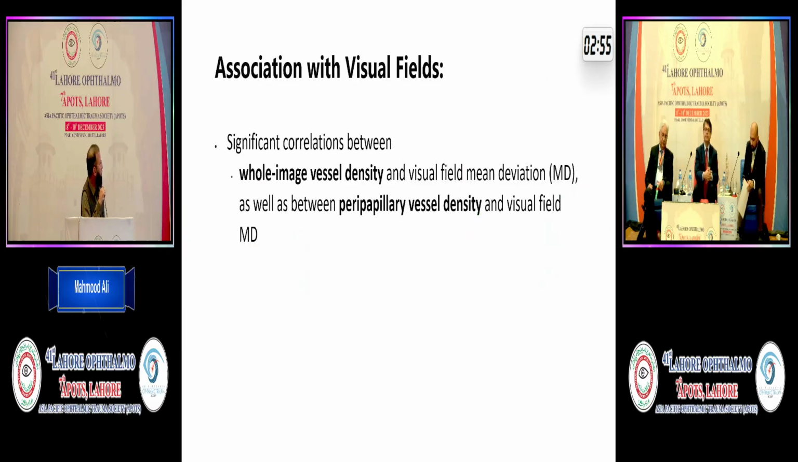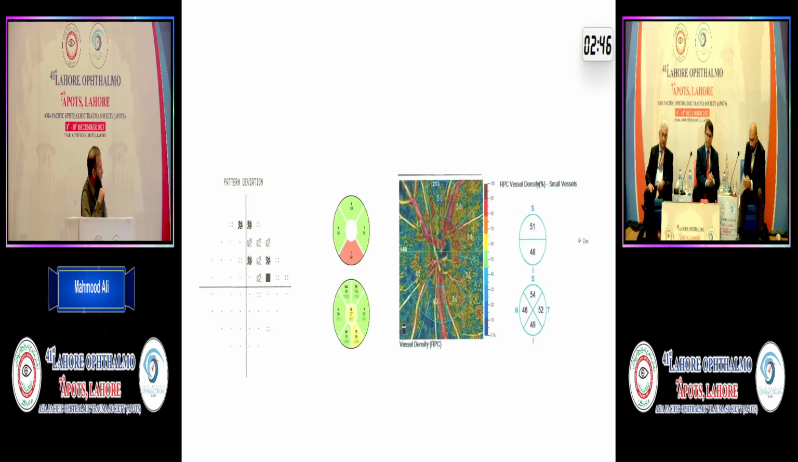Then the next question is, do these changes on the OCT angio also correlate with the visual fields or not? Studies are showing that, of course, the vascular density loss also correlates well with the visual field changes, especially in the moderate and the advanced stages.